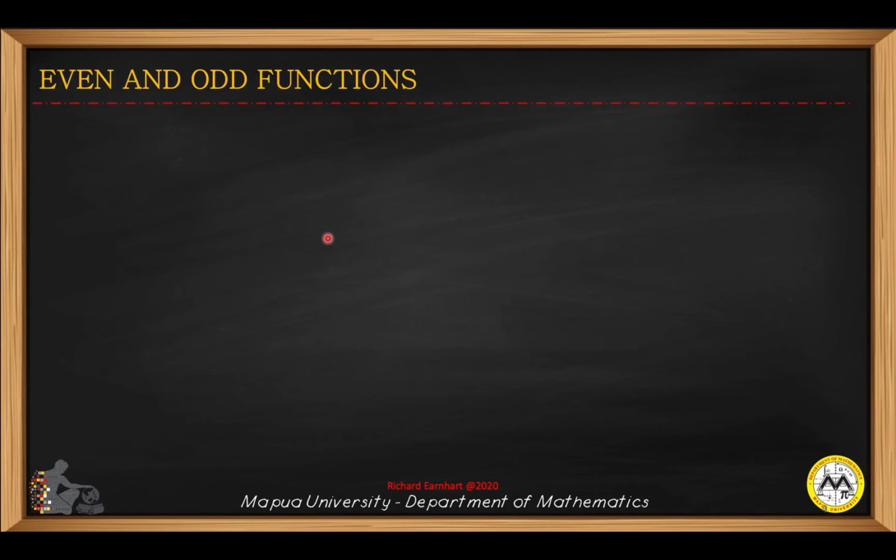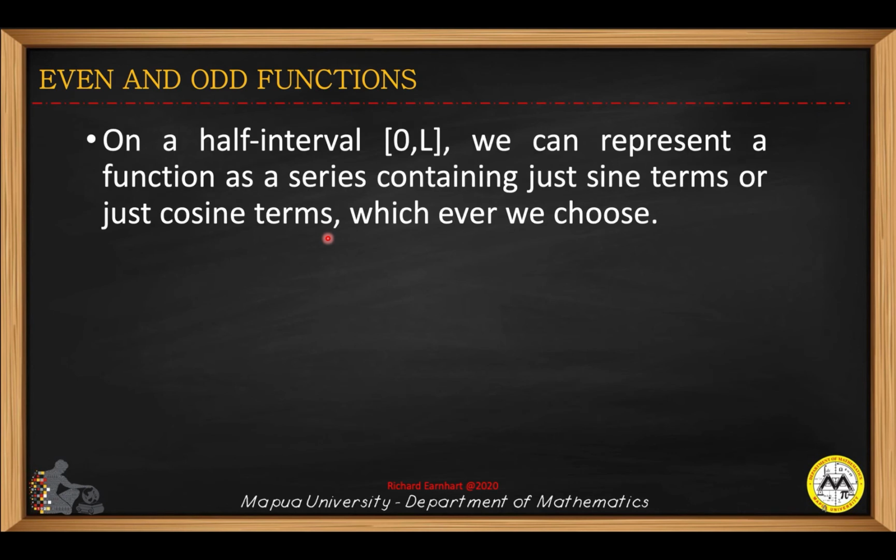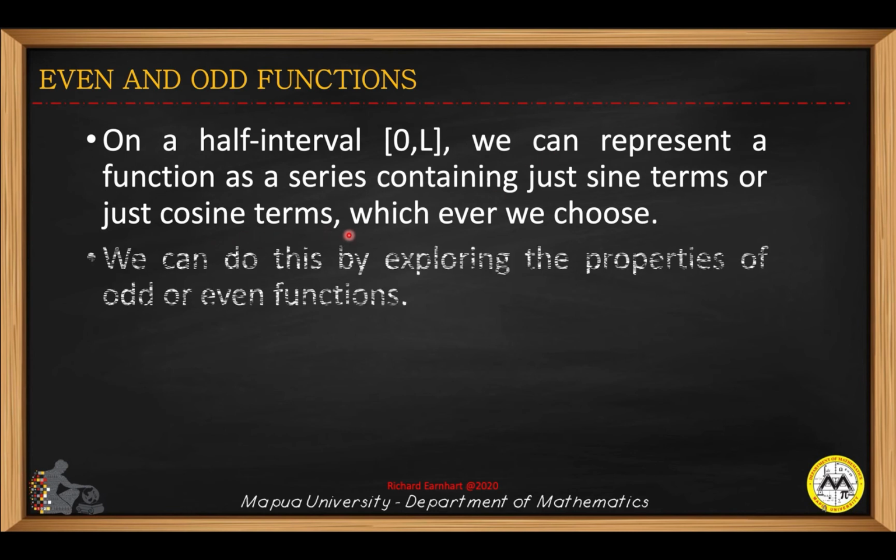Now let's discuss the concept of even and odd functions you studied in calculus. On a half interval 0 to L, we can represent a function as a series containing just sine terms or just cosine terms, whichever we choose. We can do this by exploring the properties of odd and even functions.